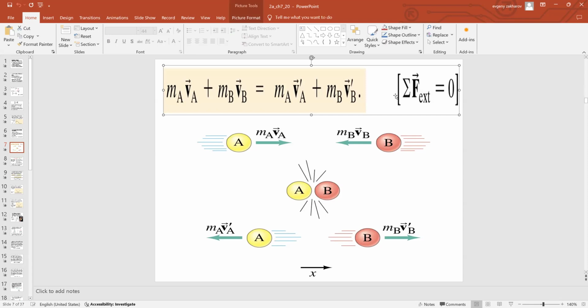And the statement from the second Newton's law is that the net external force acting on the system of two balls is zero. Yes, you do have a force AB. Yes, you do have the force BA. But then you add them up and you get zero net force.